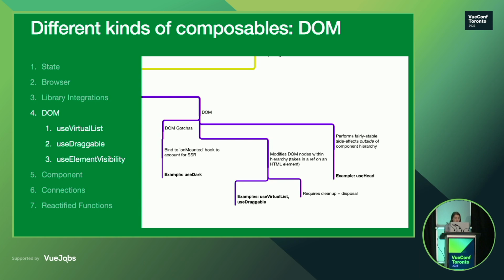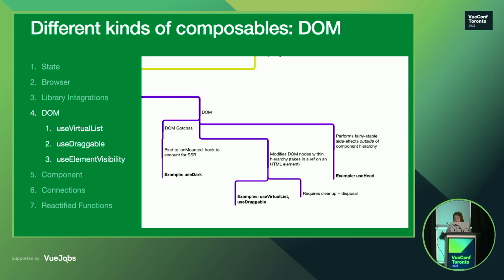So next kind of composable, we have DOM composables. In general, I consider a DOM composable to be something that needs to have been called after on mounted, basically. Example would be use dark. So if you're going to toggle between dark and light mode, you at least need to have a DOM there to ask what the preferred mode is. Other examples would be things that need refs.